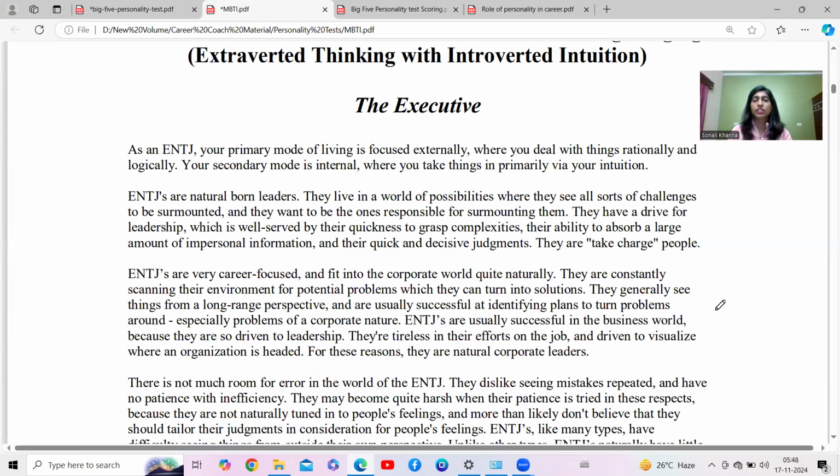On this note, we'll stop here for today, and in the 6th session, we are going to talk about intelligence as a career assessment tool.